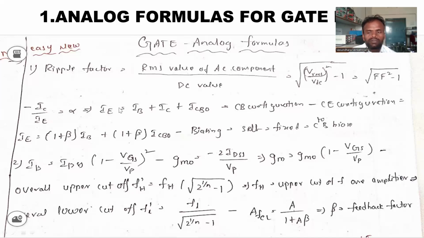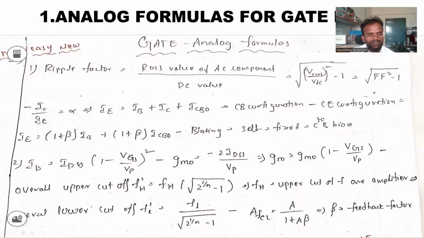So, analog formulas. The ripple factor equals the RMS value of the AC component by the DC component. It is also written as root over (V_RMS by V_DC) whole square minus 1. RMS by average value is nothing but the form factor, so ripple factor is the square root of form factor square minus 1. Okay, so there will be form factor, peak factor, amplitude factor. Every factor's formulas are necessary in the GATE exam.